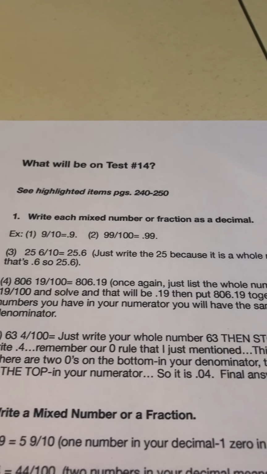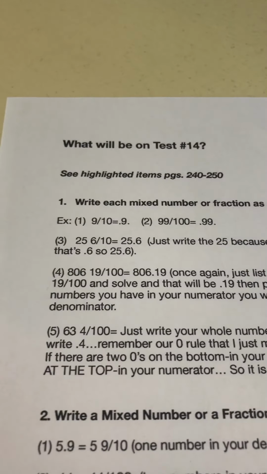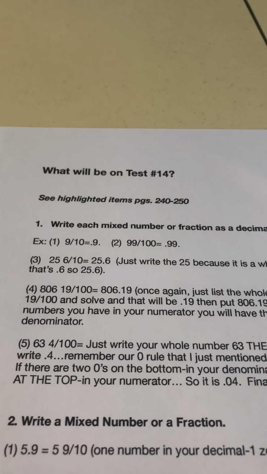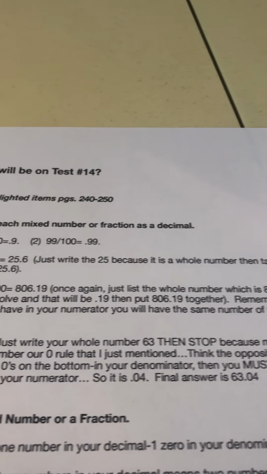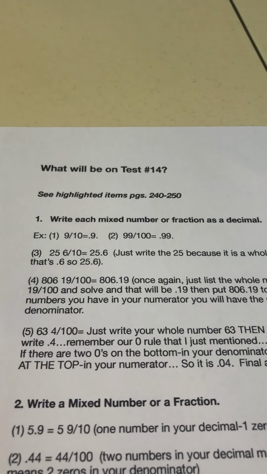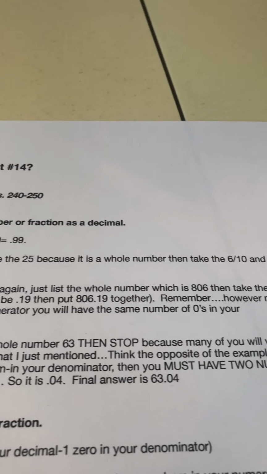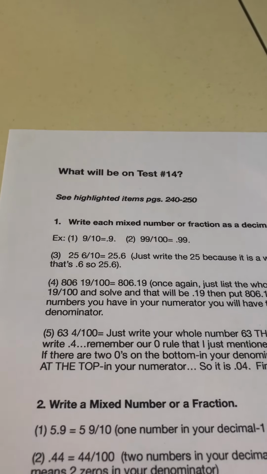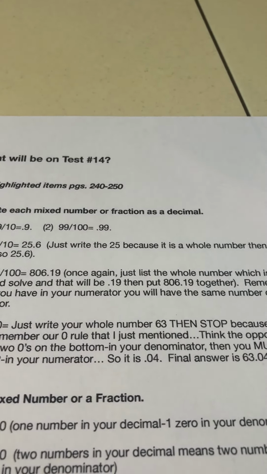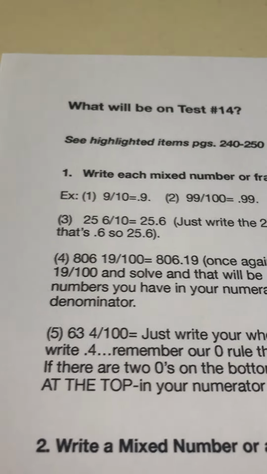63 and 4/100, just write your whole number 63, then stop, because many of you will want to write 0.4. Remember our zero rule that I just mentioned. Think the opposite of the example above. If there are 2 zeros on the bottom in your denominator, then you must have 2 numbers at the top in your numerator. So it is 0.04. So your final answer is 63.04. Does that make sense, class?